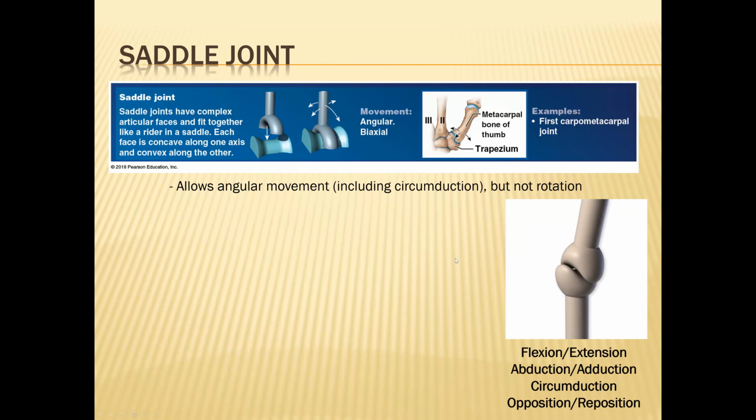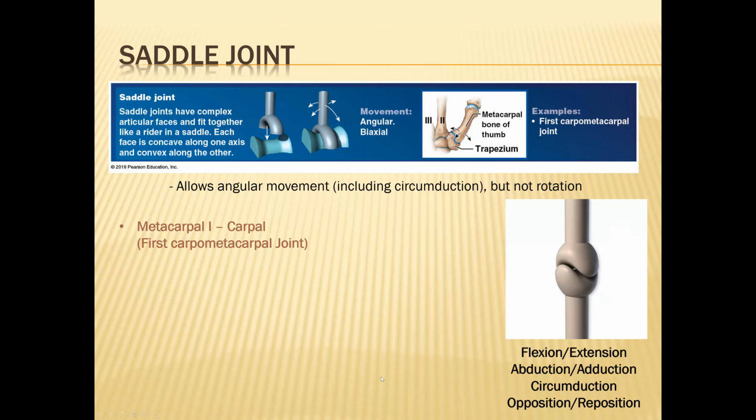So here's an image. Again, we can move in two directions. We can even do a little bit of circumduction. We just cannot rotate with this type of joint. So with a saddle joint, we can do flexion, extension, abduction and adduction, and circumduction. And this joint is only in one place, and that is at the very bottom of your thumb, the very base of your thumb where it connects to your wrist. And so this is also the joint that allows you to do opposition and reposition, which is that unique motion that you can only do with your thumb.